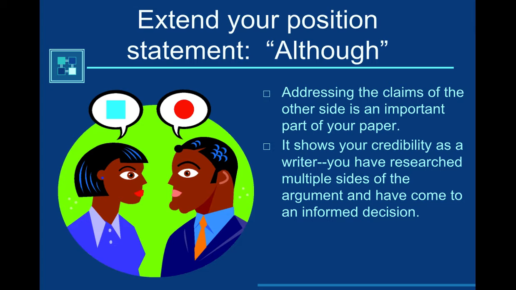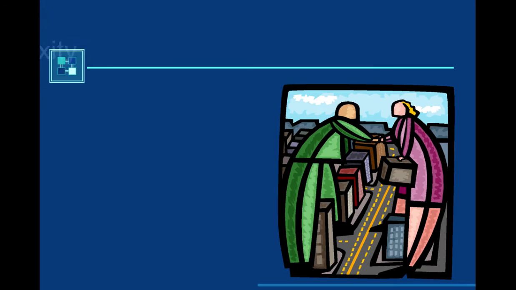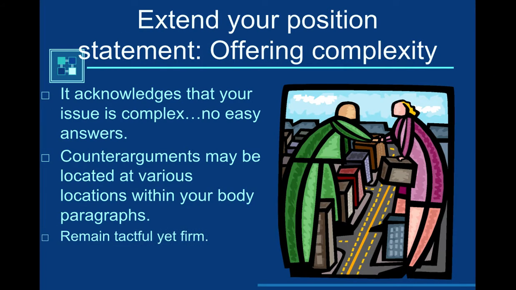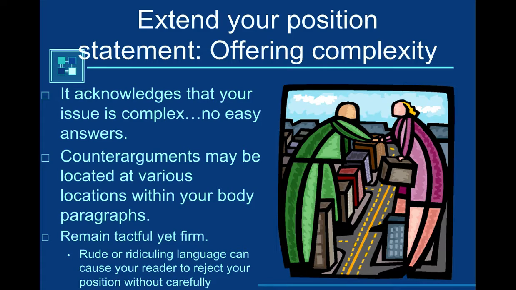Now there's a couple of ways to start the counterclaim. You first of all have to recognize what the other side's main argument is. So you can't just say, even though some people do not want gun control, there should be gun control in America. You have to actually, in the counterclaim, address the other side's argument. It's important that you acknowledge that your issue is complex, that there's no easy answer, that there are multiple viewpoints.